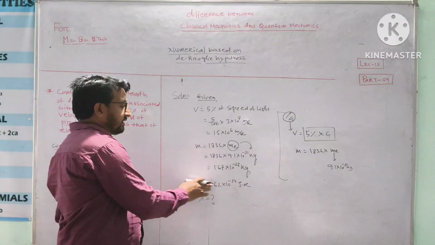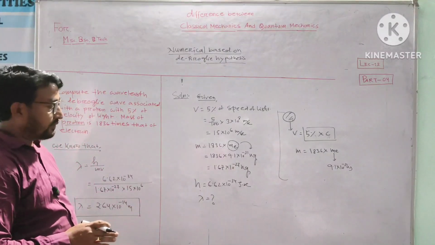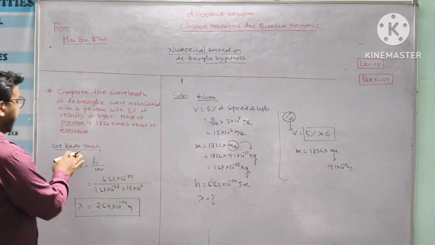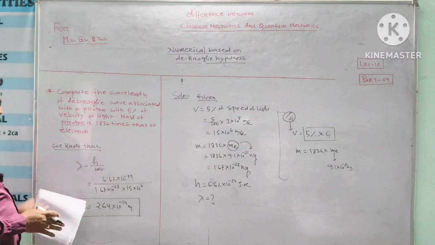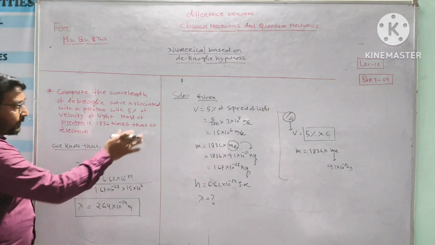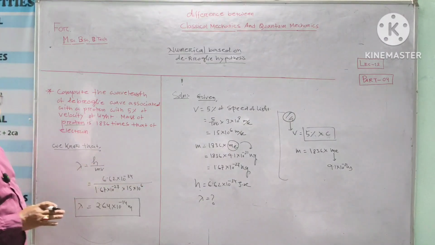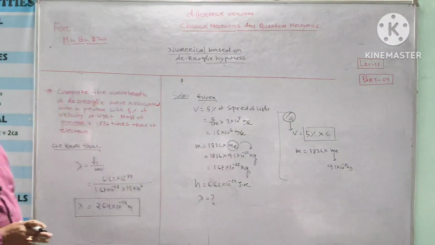And h equals the Planck constant. This is equal to 6.62 into 10 to the power minus 34 joule second. Lambda equals what? Okay. Now we know that by using the de Broglie wave equation, lambda equals h by mv. When all the values are substituted in this equation, then we will get 2.64 into 10 to the power minus 14 meter.